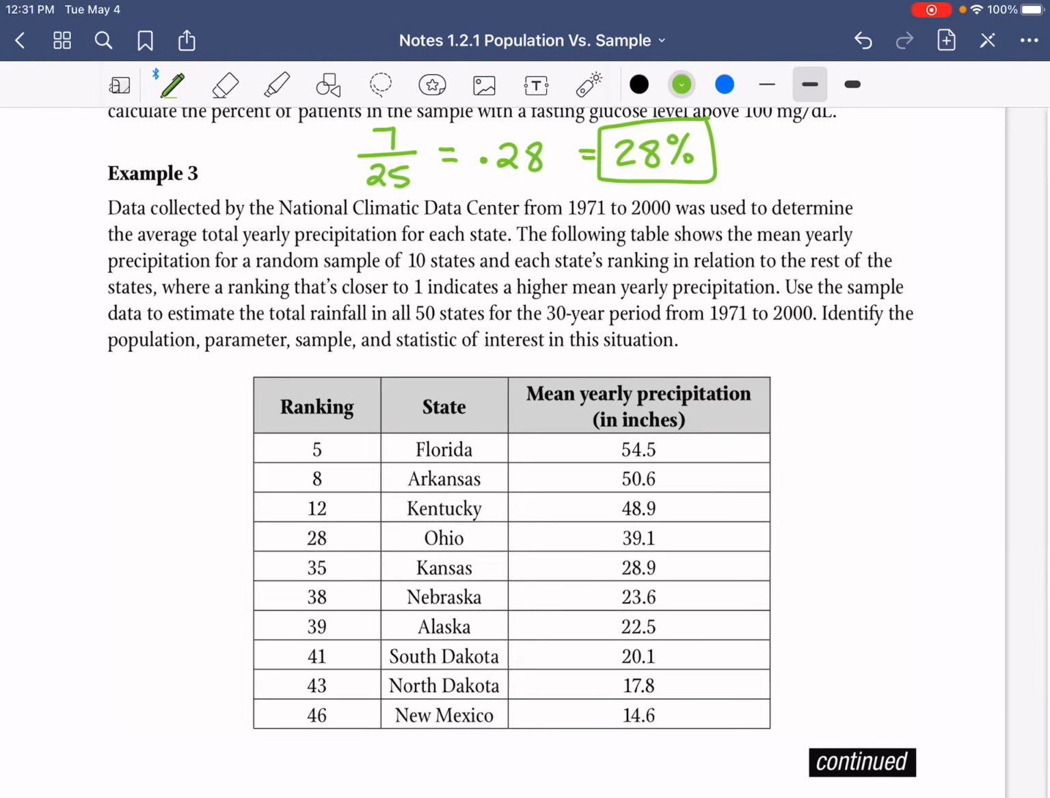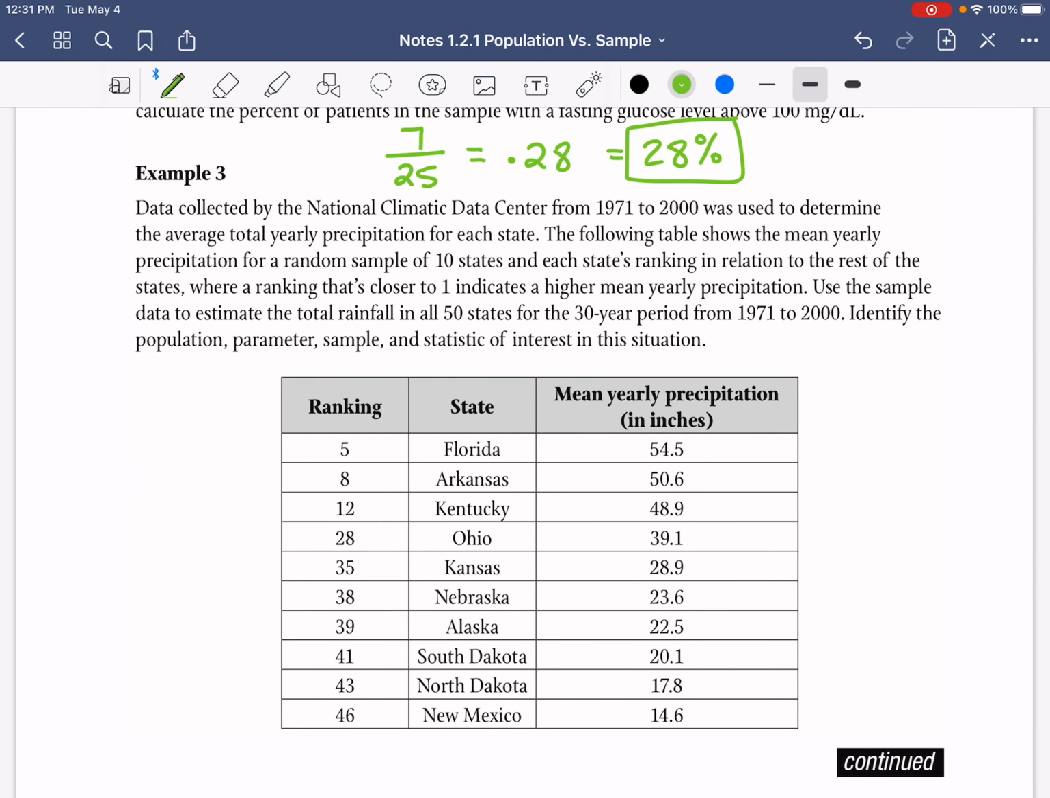All right, so example 3, it says data collected by the National Climatic Data Center from 1971 to 2000 was used to determine the average total yearly precipitation, so rainfall, for each state. The following table shows the mean yearly precipitation for a random sample of 10 states and each state's ranking in relation to the rest of the states, where a ranking closer to 1 indicates a higher mean yearly precipitation. Use the sample data to estimate the population total of rainfall in all 50 states for a 30-year period from 1971 to 2000. All right, identify the population, parameter, sample, and statistic of interest in this situation.